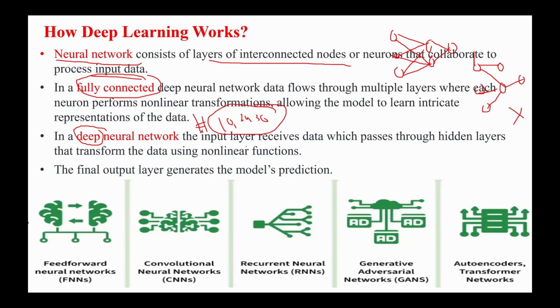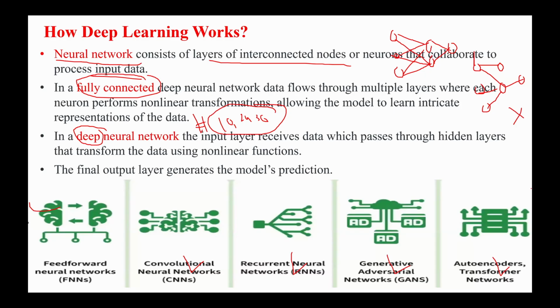We can call the different types of neural network. One is called the feed-forward neural network. One is called the convolutional neural network. One is called the recurrent neural network. One is the generative adversarial network. One is the autoencoder. So these are a few of the different types of neural network, right?